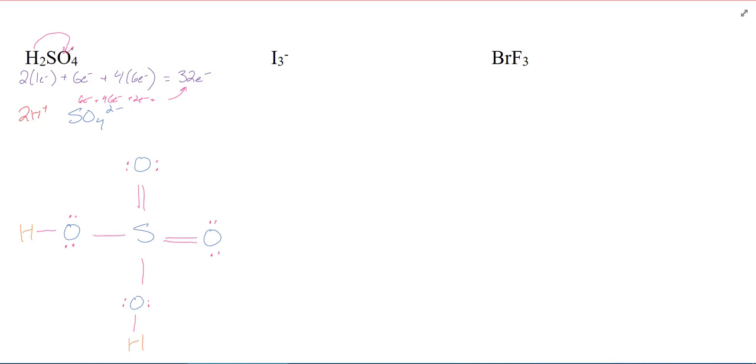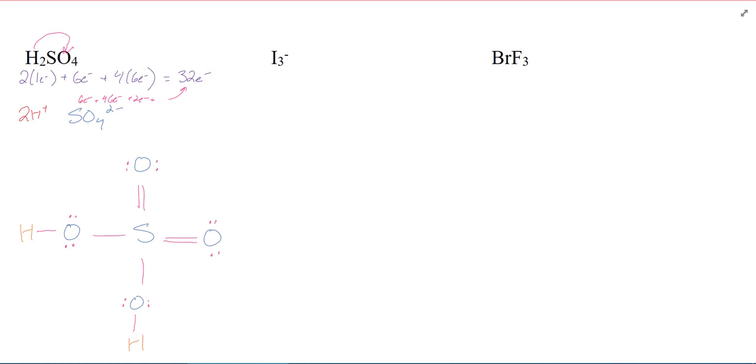You could have actually gotten there with formal charge, right? But that's how you put it together. So as they get bigger, it gets a little more complicated. So here sulfur has 2, 4, 6, 8, 10, 12 around it as well. And that's the Lewis structure of sulfuric acid.